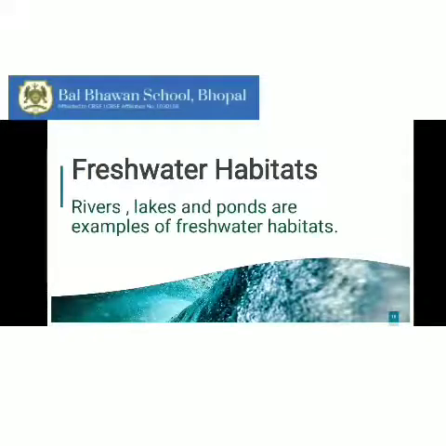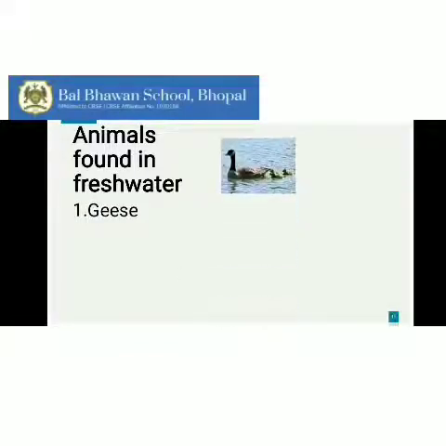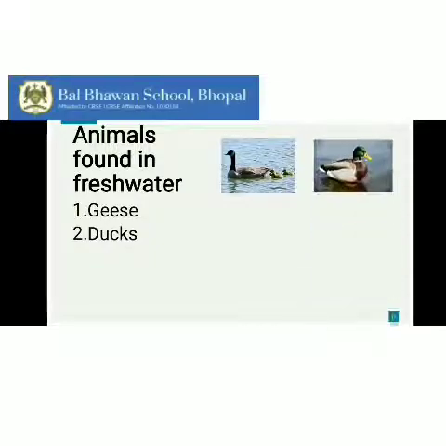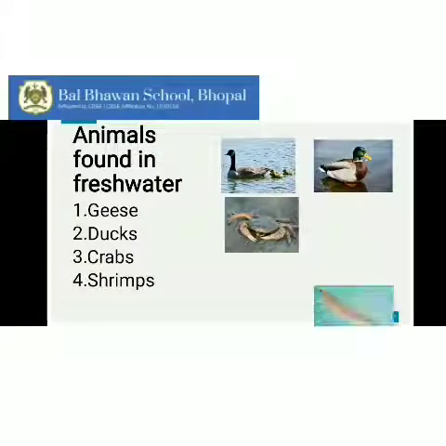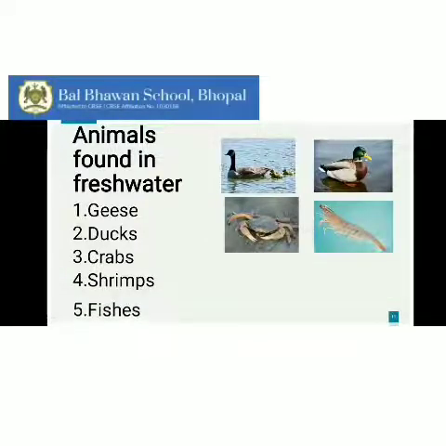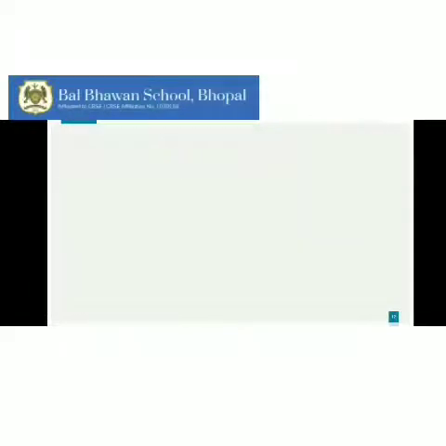Next we'll discuss freshwater habitats. Rivers, lakes, ponds are the examples of freshwater habitats. Animals found in freshwater are geese, ducks, crabs, shrimps, fishes, and many more.